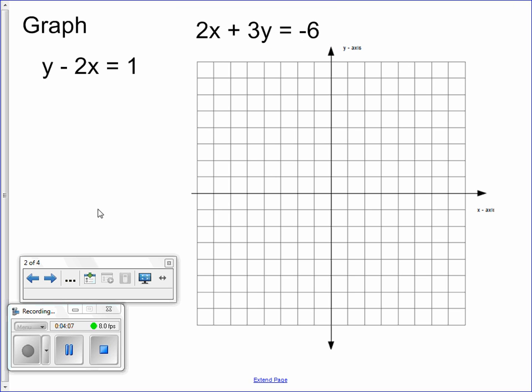So if I want to do the first example, y minus 2x equals 1, and I want to graph that line, what you need to do is get the y by itself. Add 2x to both sides. You need to get the y by itself, which means you got to undo that minus 2x.